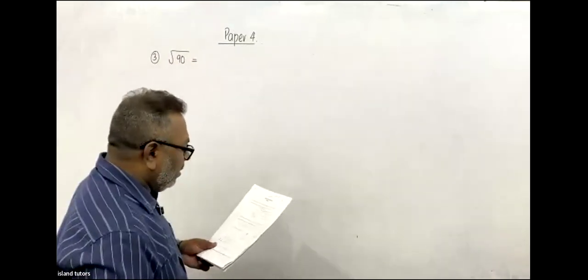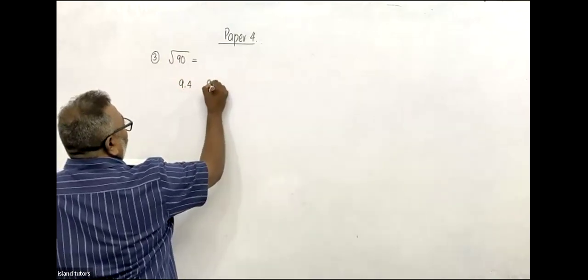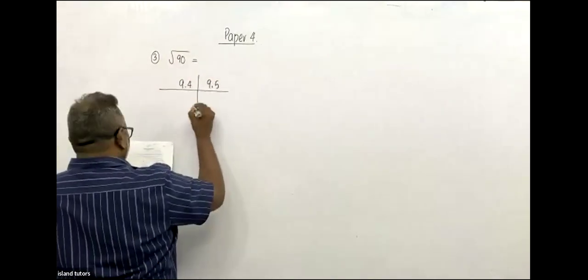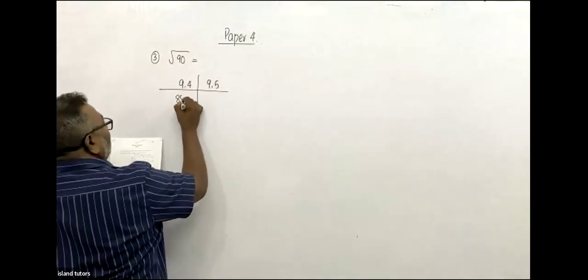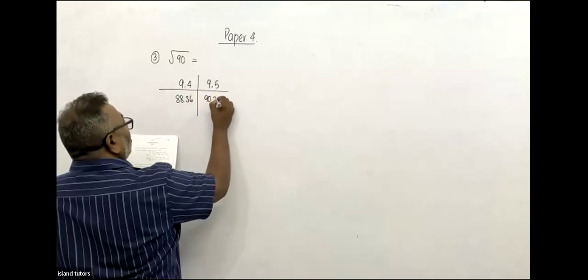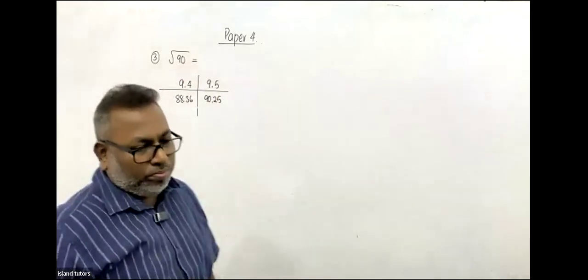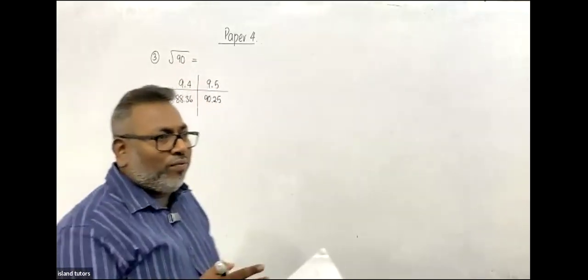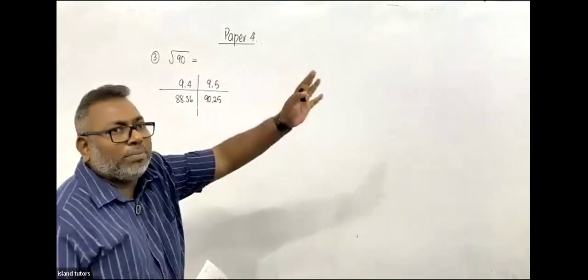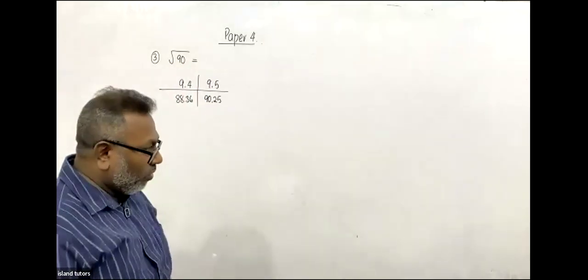Right. So you can see in the table, 9.4 and 9.5, the values are 88.36 and 90.25. So obviously 90 is in between these two. If you want to find the exact value, then it's going to be 9.4 something something something. So we don't want to do that. We want an approximate value.